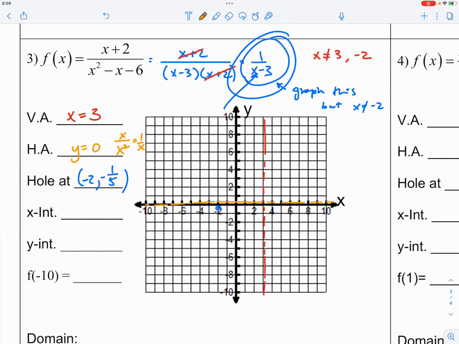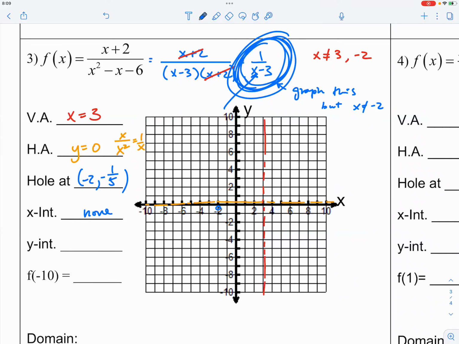Okay. And then where is our y-intercept and x-intercept? Do we have an x-intercept? No, we don't have an x-intercept, because we're graphing this, right? We're graphing this, and the numerator cannot be 0. So we don't have an x-intercept.